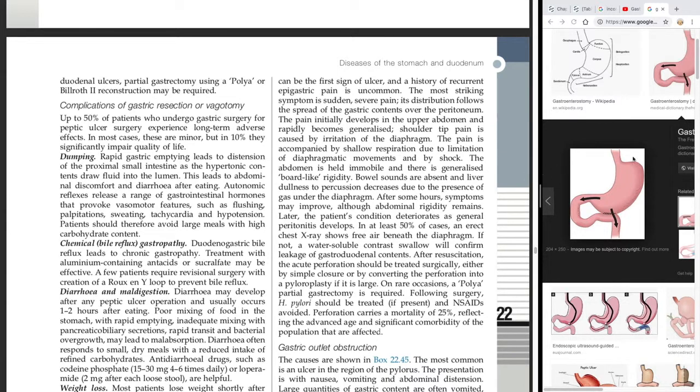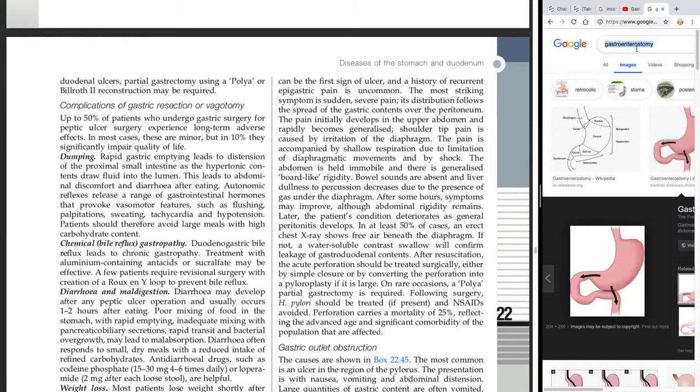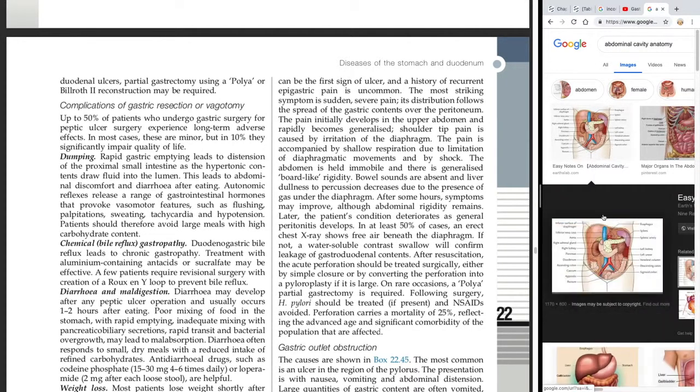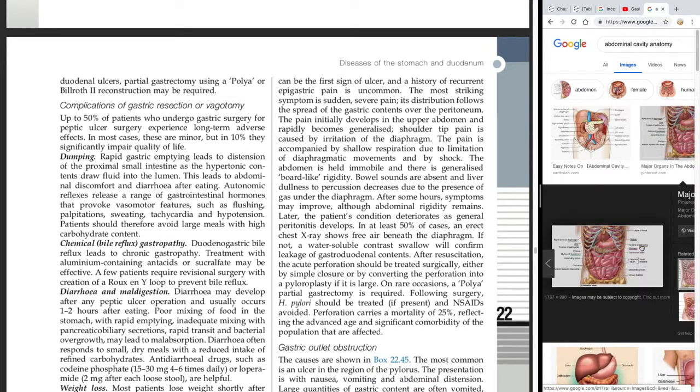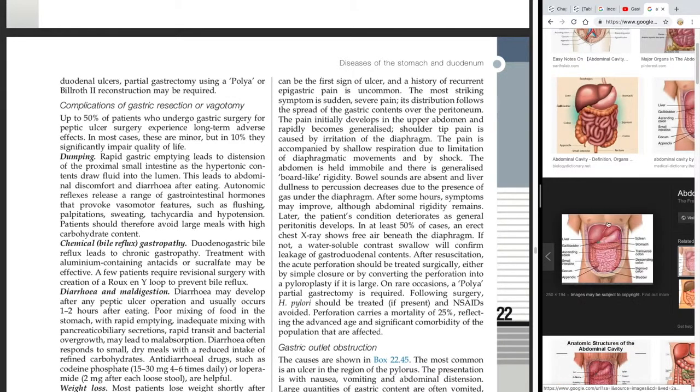So your diaphragm is the uppermost layer of your abdominal cavity. Let's look at the anatomy of the abdominal cavity. As you can see here, the diaphragm is the highest level. Here, above the liver is where the diaphragm lies. Up here is where the diaphragm is.